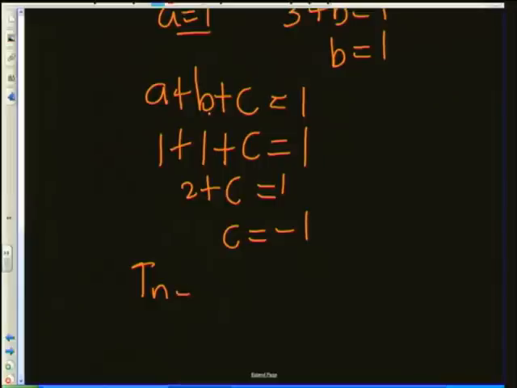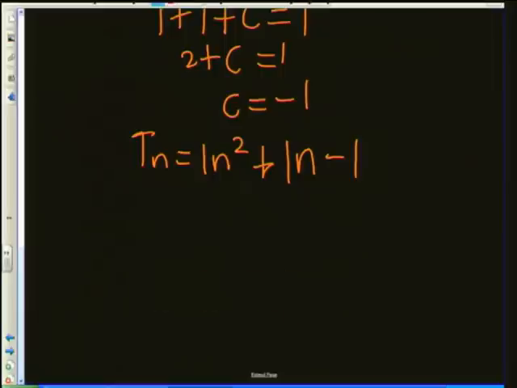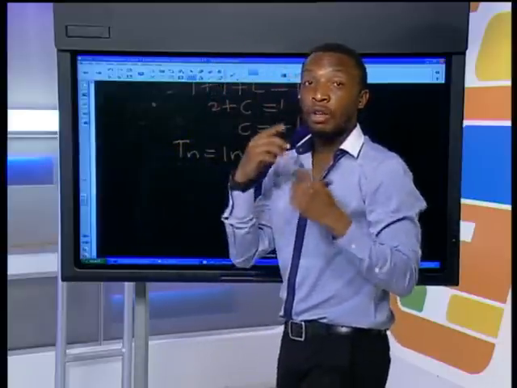Right, so I now know what my general term is. Tn is equal to, what is my a? It's 1, so it's 1n squared. My b is 1 again, so plus 1n. And my c is negative 1, so minus 1. And what am I being asked for? I'm asked to find term 100. Now 100, remember, is the position of the term in the sequence, so it is the value of n.